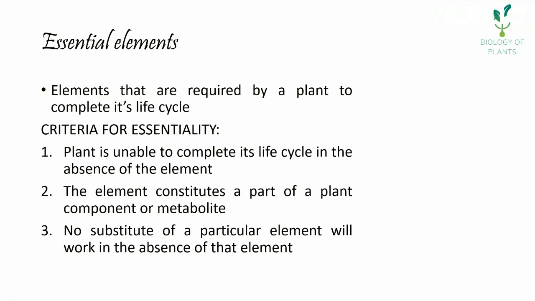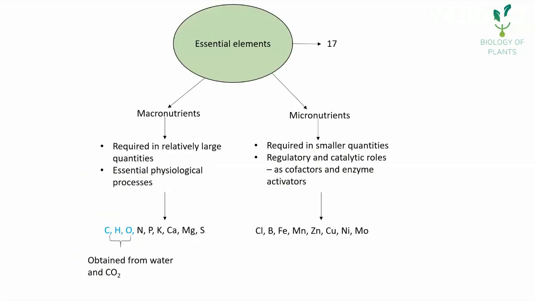This essentiality is determined by three criteria, the first of which is that without these elements, the plants will be unable to complete their life cycle. The second criterion is that the element must be a constituent of a plant metabolite or a component. For example, magnesium is an important component of the chlorophyll molecule. The third criterion is that these elements cannot be substituted within the plant. That is, the function a particular element is responsible for will not occur in the absence of that element. Based on these criteria, a group of 17 elements have been classified as essential elements.